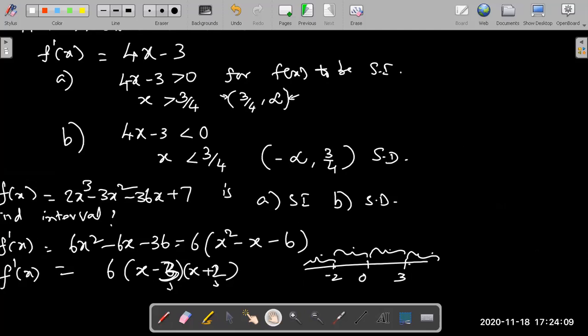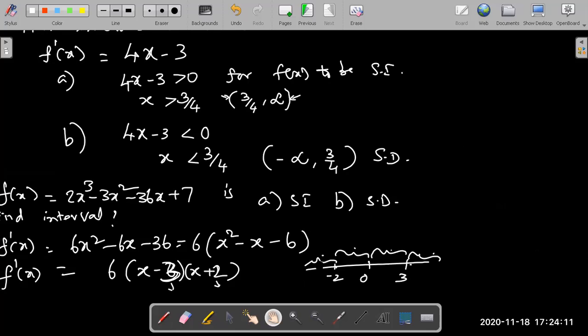Okay. So let us substitute values. Let's call this region 1, this is region 2, region 3, region 4. So for region 1, which is less than -2, let's put -3 here. When you put -3, 6 into, you have a negative value here. This is also a negative value. Negative into negative, you get positive. So it's greater than 0. So region 1 is strictly increasing.